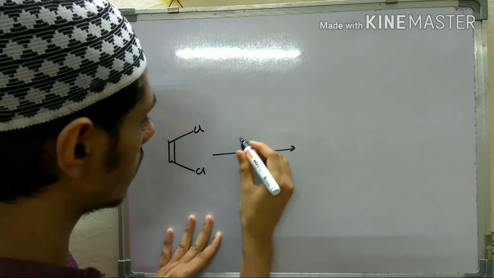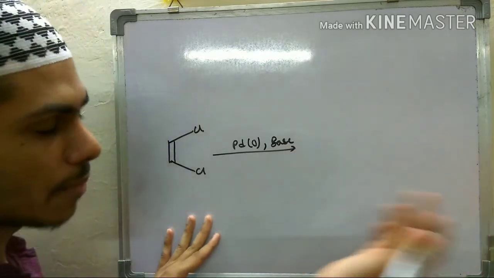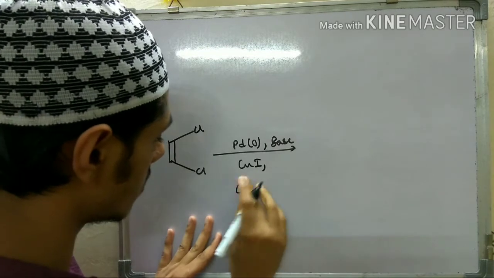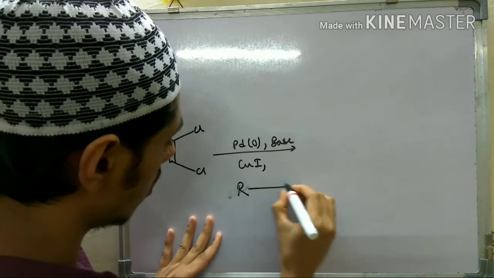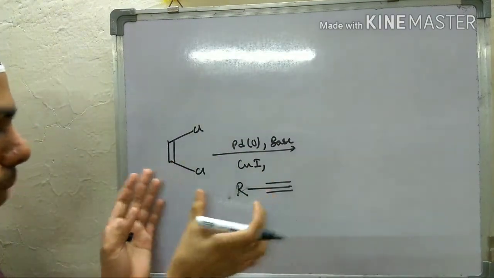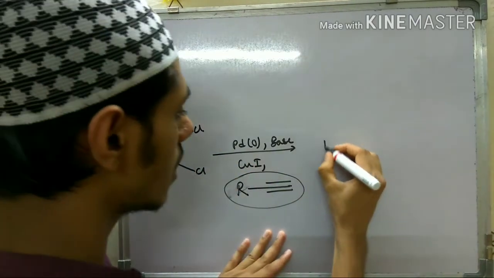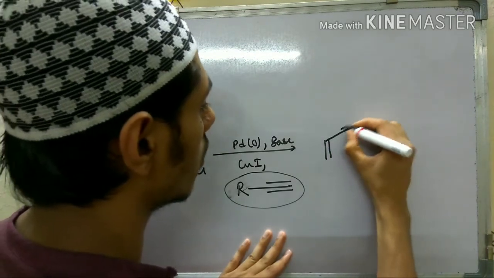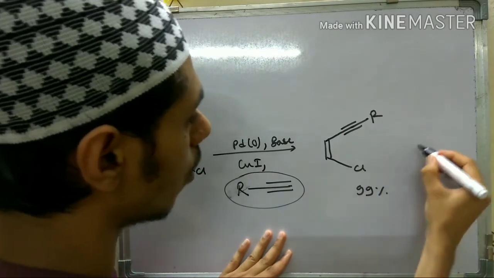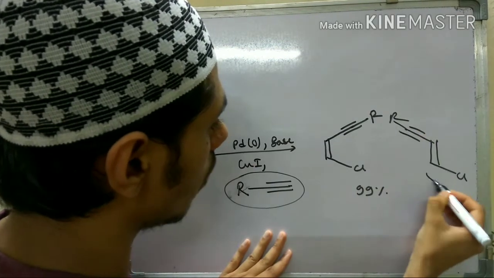So when you react it in the presence of palladium 0, an amine base, and copper iodide, and in this case let's say this is any R, this alkyne is your other partner. So if you react these two partners selectively, that is, one equivalent of this compound reacts with it, you will get this product. This product you will get 99%. You will not get this one.